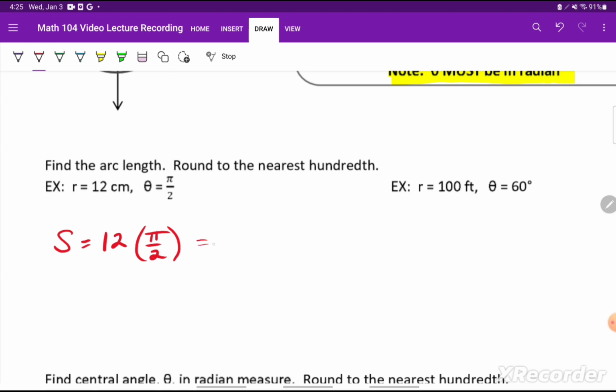This is going to give us 12 pi over 2. If they wanted an exact answer, we'd say 6 pi, but they asked us to round to the nearest hundredth, so we're just popping that into our calculator. Again, using the pi key, not 3.14, and rounding to the nearest hundredth, we're going to get an arc length of 18.85 centimeters.